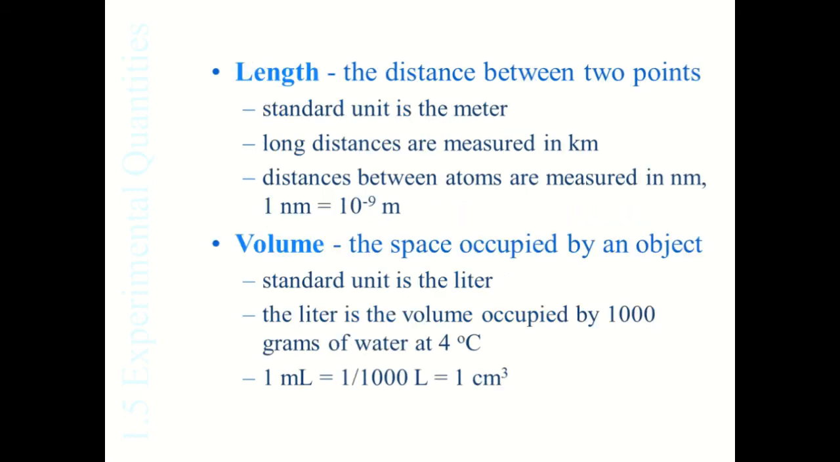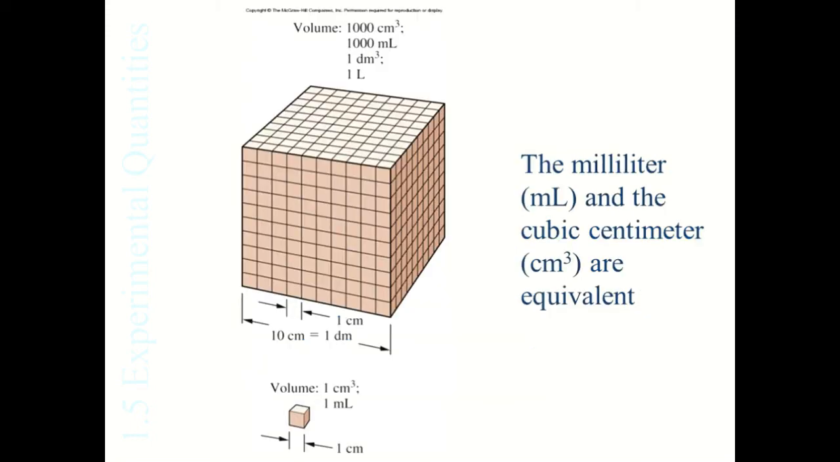Okay, length. We use the meter in science, so we use metric systems in science. Meter. Volume, we use the liter. Okay, volume is the amount of space occupied. Length is the distance between points. Volume can be described in a cube as well. The space, it's 3-dimensional. Space is 3-dimensional.